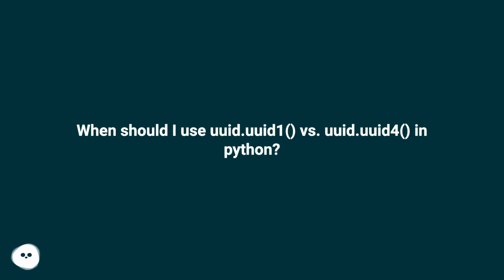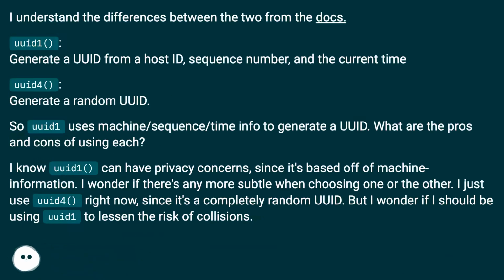When should I use uuid.uuid1 versus uuid.uuid4 in Python? I understand the differences between the two from the docs. uuid1: generate a UUID from a host ID, sequence number, and the current time. uuid4: generate a random UUID. So uuid1 uses machine, sequence, and time info to generate a UUID.